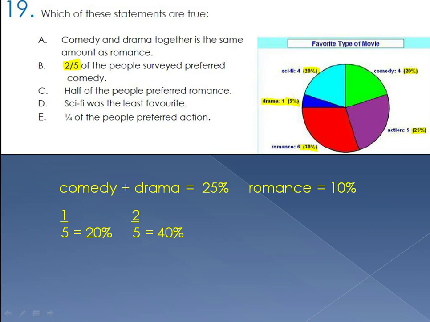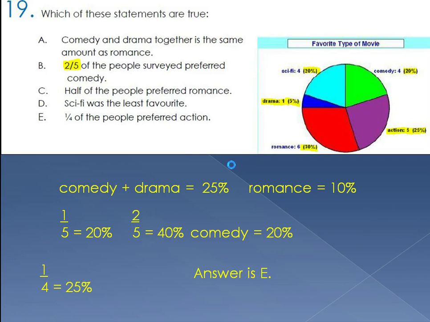That's not true either. And the last one, it says a quarter of people preferred action. So a quarter, again, I automatically need to know a quarter is the same as saying 25%, is the same as saying 25 over 100. And in decimal form it's 0.25. So a quarter equals 25%. And over here, if we see action, does action equal 25%? Yes, it does. So the answer has to be E. A quarter of the people preferred action.